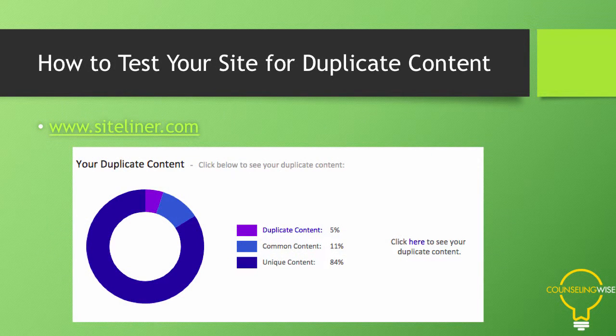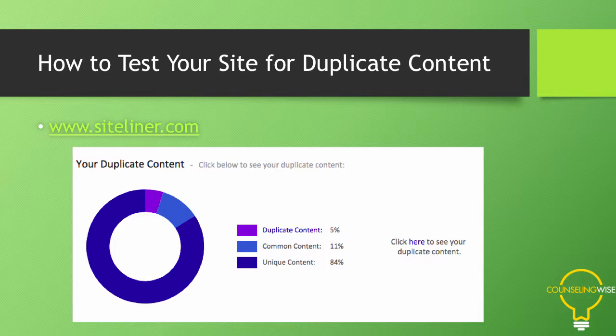So how do you test to see if you have duplicate content on your site? There is a really great tool called SiteLiner. If you go to www.siteliner.com, you can actually type in your URL and it's going to tell you the percentage of duplicate content that you have on your site. You can see here that in this specific example, this website has 5% duplicate content, 11% common content, and then 84% unique content, which is great. This is a great example of a site that doesn't have a lot of duplicate content.